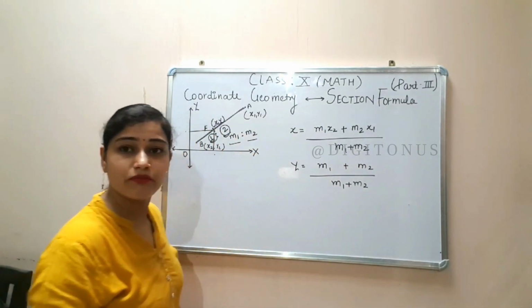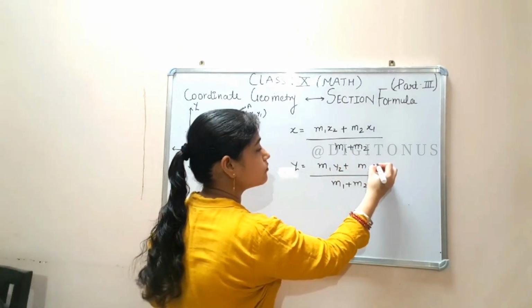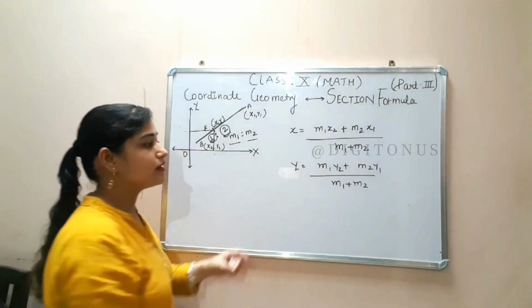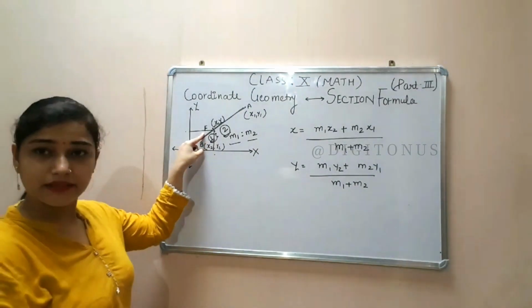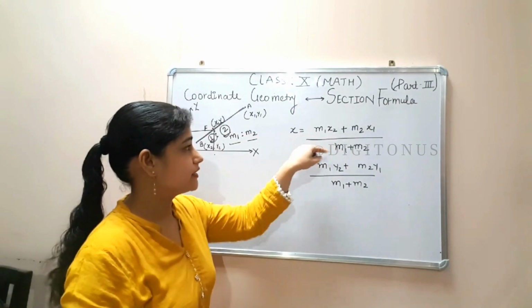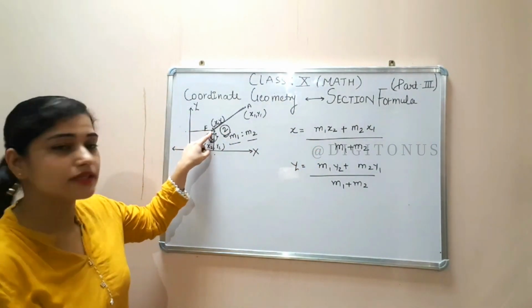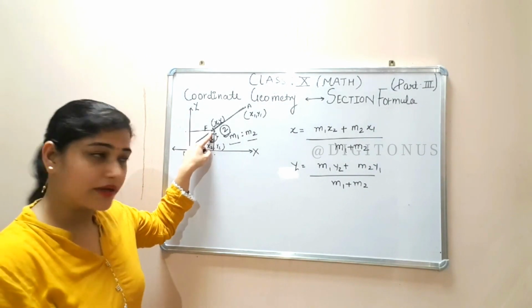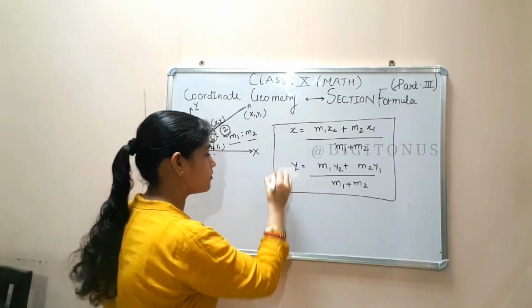Now here we will keep y, so with m1 y2 and with m2 y1. By this formula we can find out the value of the ordinate of that coordinate point, and by this we can find the value of the abscissa for this coordinate point. Is it clear? It's a very simple formula and it's called the section formula.